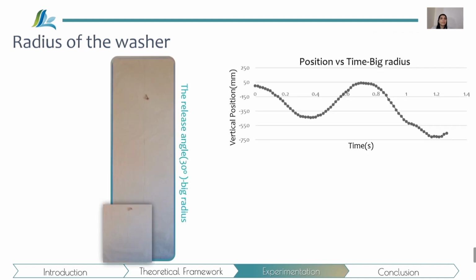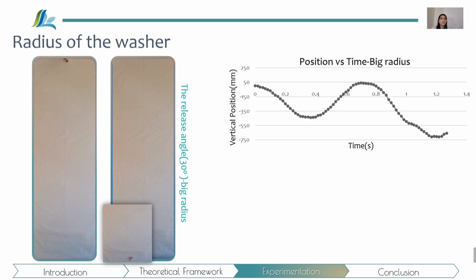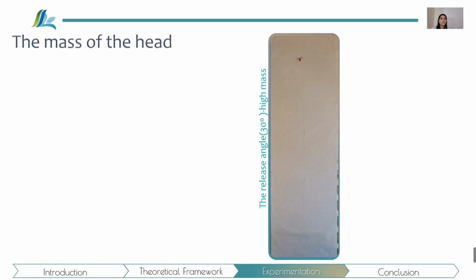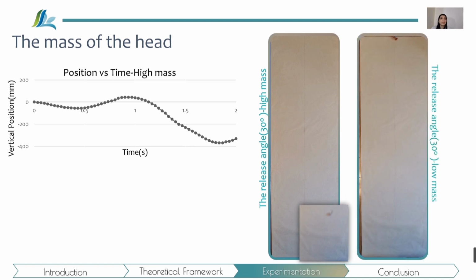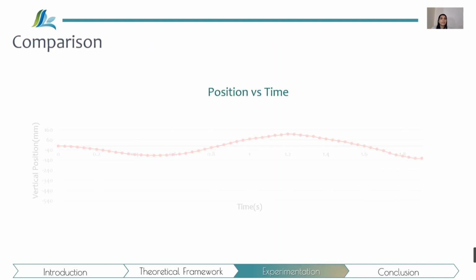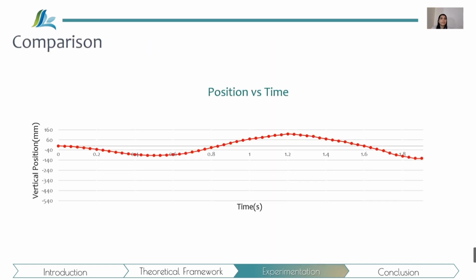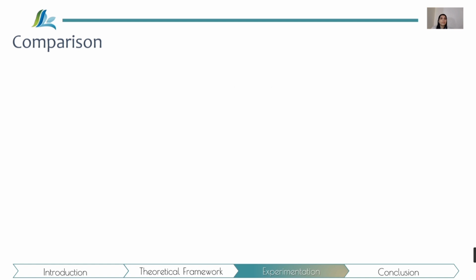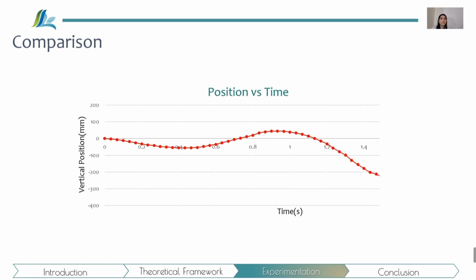We have done experiments with different sizes of radius, as can be observed in these charts. The oscillation amplitude in the screw with a smaller radius is higher than in the screw with a bigger radius. By changing the mass of the head of the screw, the number of oscillations decreases, but the oscillation's amplitude increases. By comparing the charts obtained from the experiments and theory, it can be seen that they fit well together.